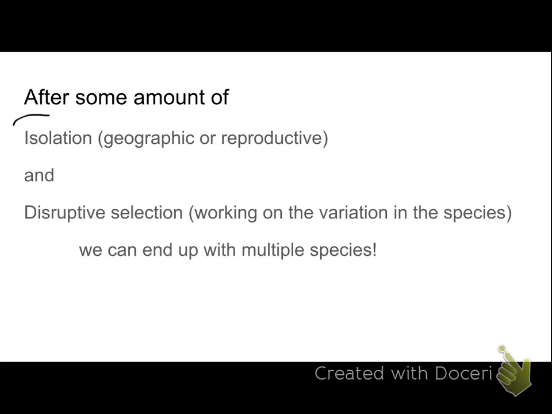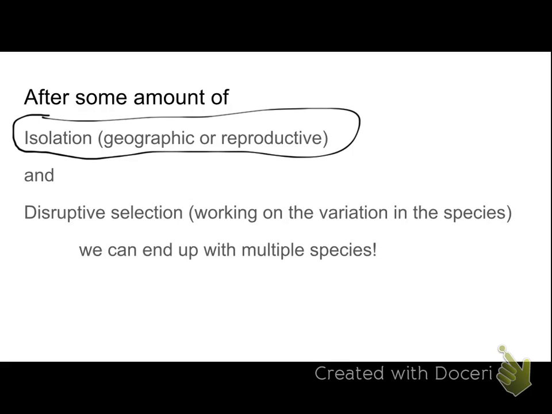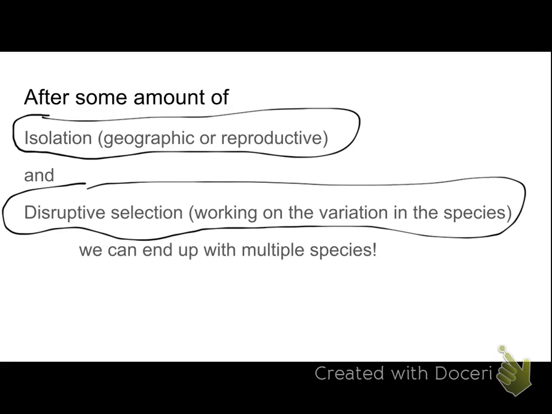So once we get some amount of isolation, usually it starts off as geographic isolation, sometimes reproductive, but usually geographic, and we get some kind of disruptive selection working on variation within the species. This is where we can get to a point where we've got things that are different enough that we start to look at them and go, oh yeah, I think those are different species. And forming a new species typically does take quite a while.